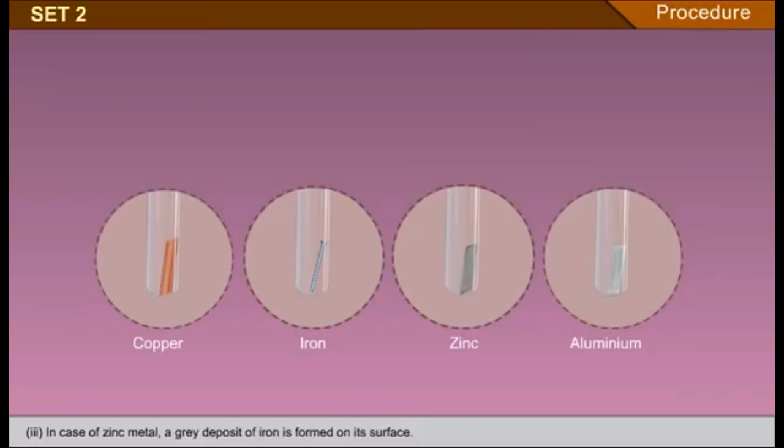3. In case of zinc metal, a grey deposit of iron is formed on its surface. 4. In case of aluminium metal, a grey deposit of iron is formed on its surface. Conclusions. 1. Copper metal is the least reactive. It is already proved in set 1. 2. Iron metal is less reactive than zinc and aluminium.